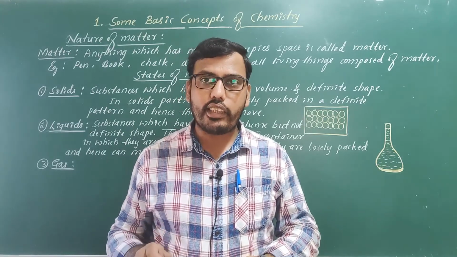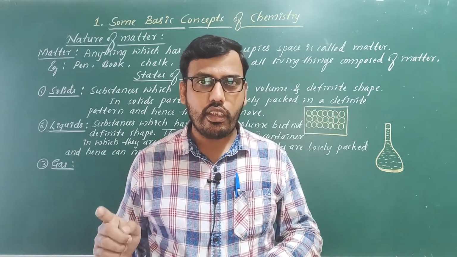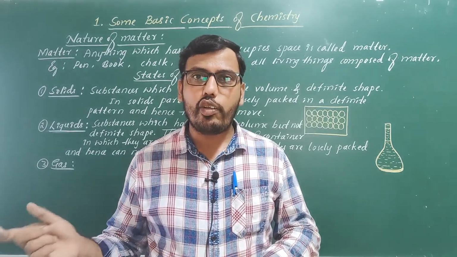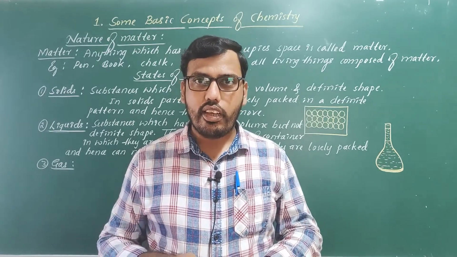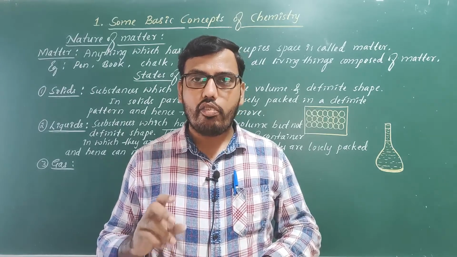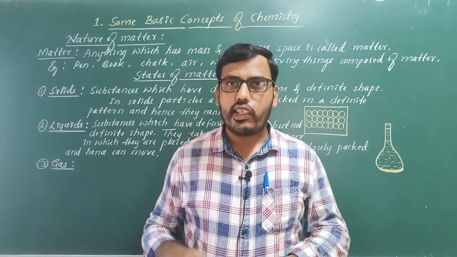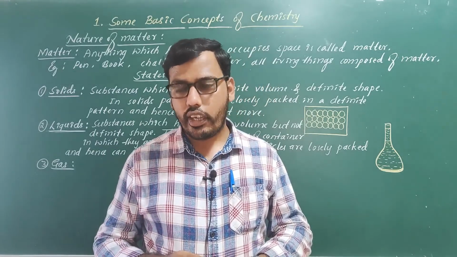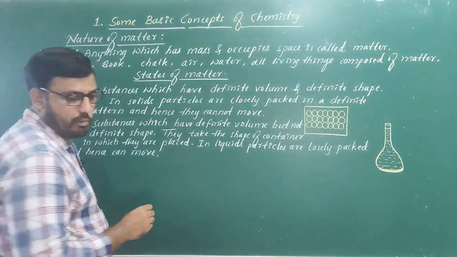Suppose you fill this gas in a balloon, it takes the shape of the balloon, meaning shape is not fixed, and whatever the volume of the balloon is, that is the volume of the gas. Similarly, if the same gas is placed in a cylinder, it takes the shape of the cylinder, and whatever the volume of the cylinder is, that is the volume of the gas. So their shape is not fixed and their volume is also not fixed. So these have neither definite volume nor definite shape.